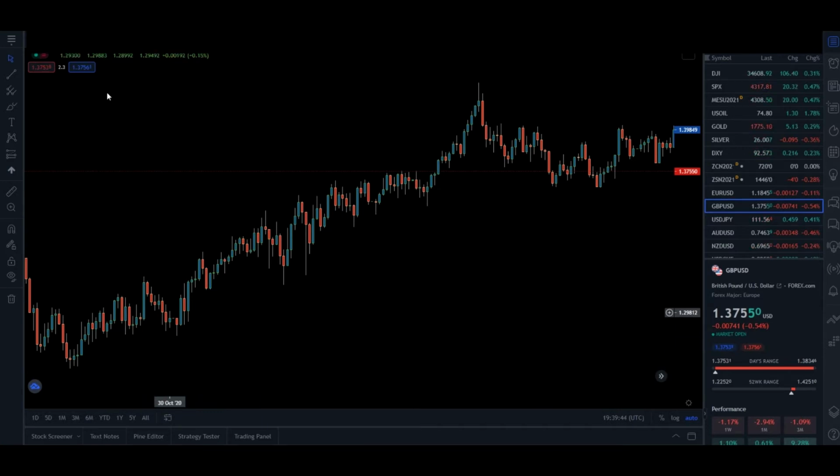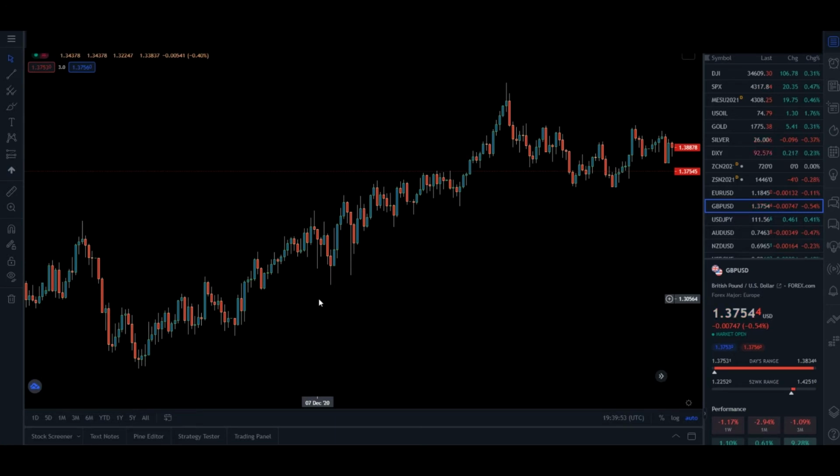Here's a chart of the, now again, this is a daily chart. This is the British pound that we're looking at now, but you could look at any market. You could look at a stock, your favorite company, crypto, whatever. So this is the British pound that we're looking at. So what defines an uptrend?